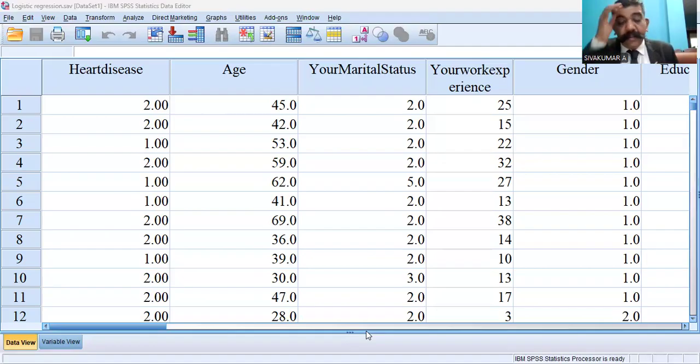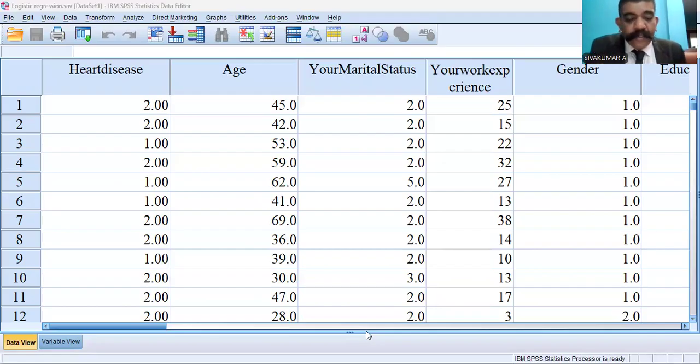Then first, we have to think about assumptions. First assumption: your dependent variable should be measured on a 2-point binary scale, that means yes or no, the most typical. That means whether you have heart disease: first answer yes, second answer no. Likewise, your dependent variable should be measured on a yes or no scale.